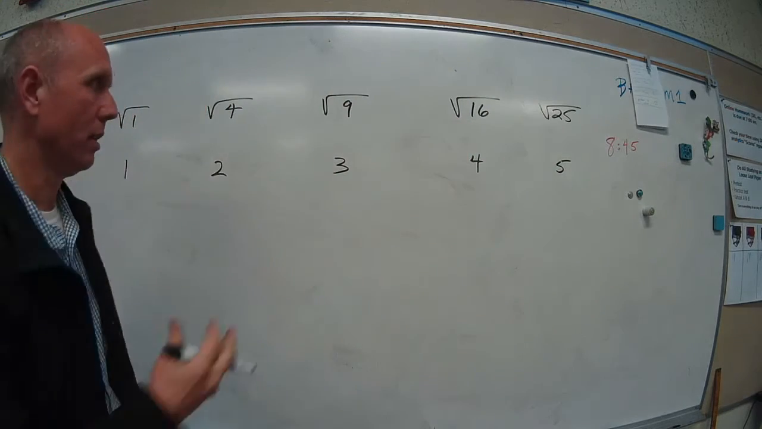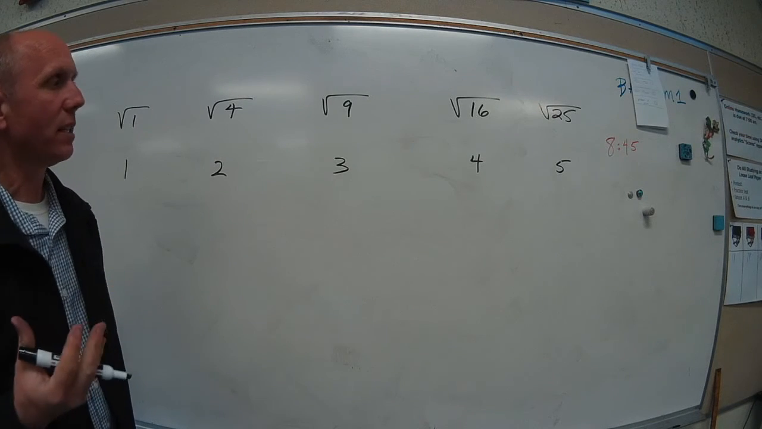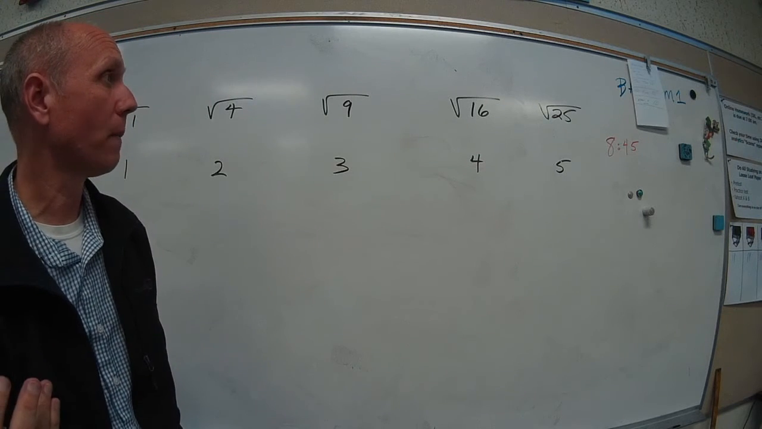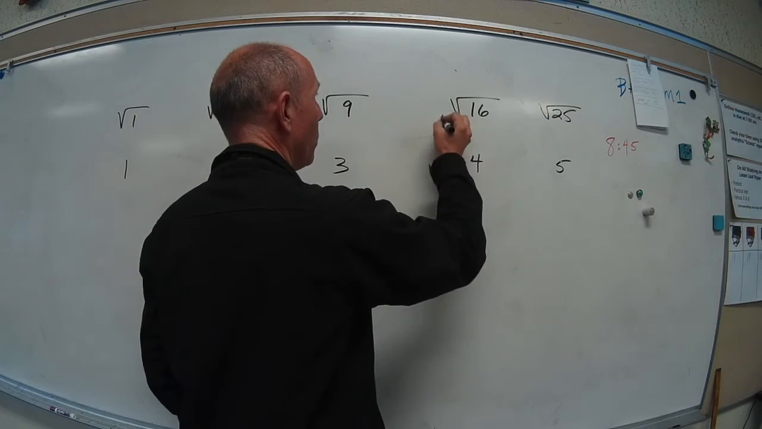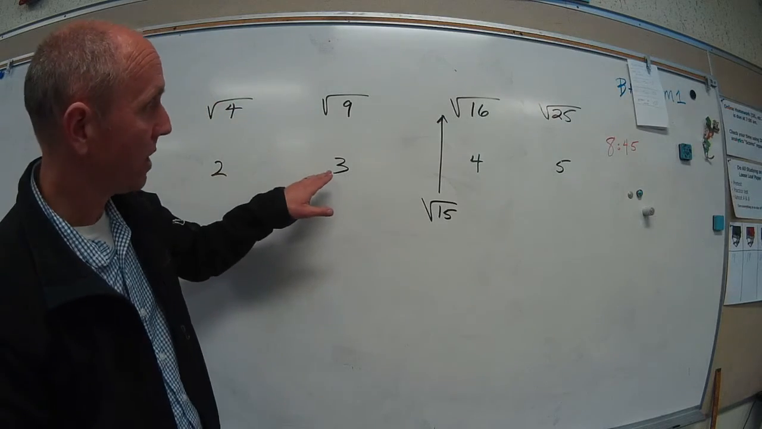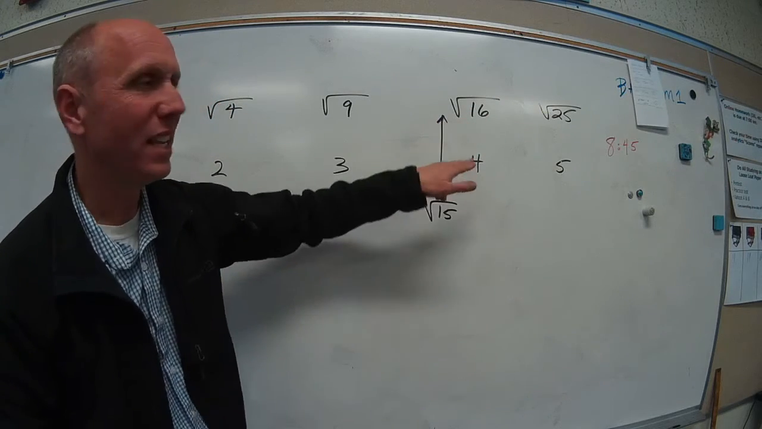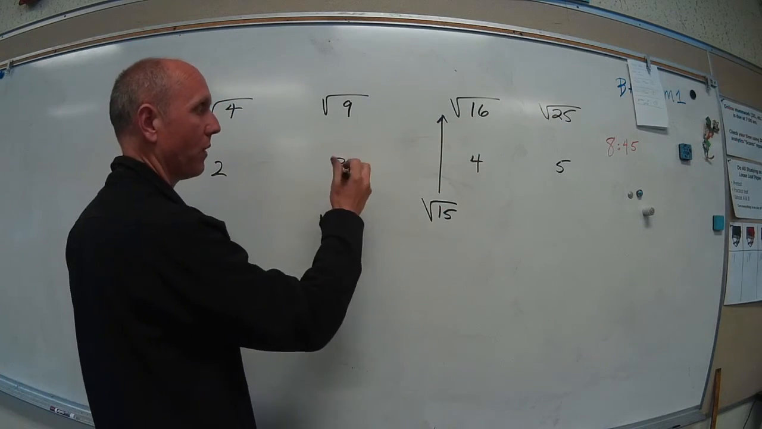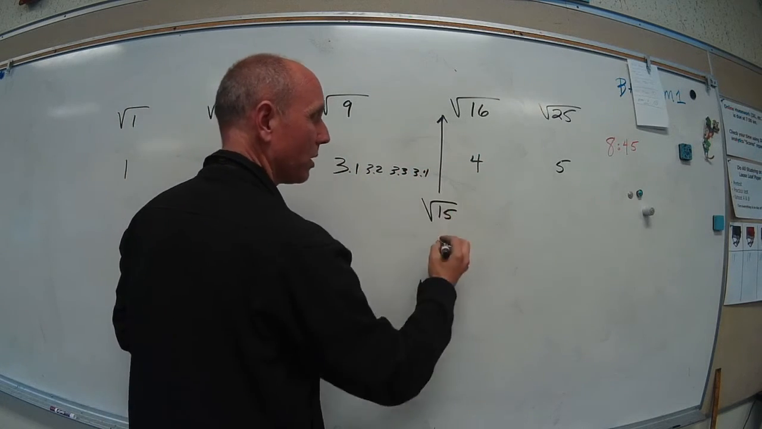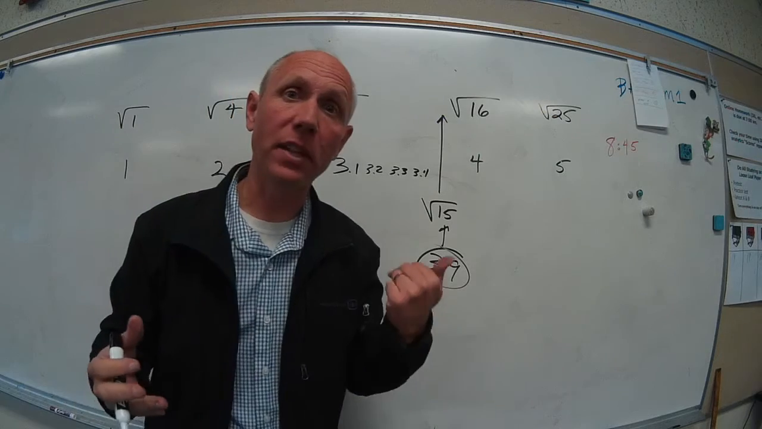I call this the math neighborhood. I've got these houses and who comes out of those houses. Now, I'm going to estimate the square root of 15. The square root of 15 would be somewhere right in here. Well, the square root of 15 is going to be somewhere between 3 and 4. It's so close to 16. It's practically 16. There's 3.1, 3.2, 3.3, 3.4, this is pretty much like what? About 3.9. That's an estimate for that square root.